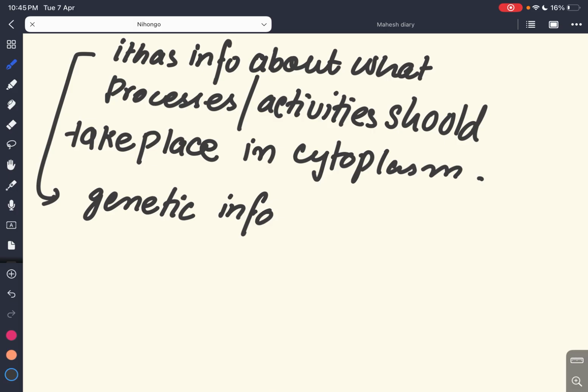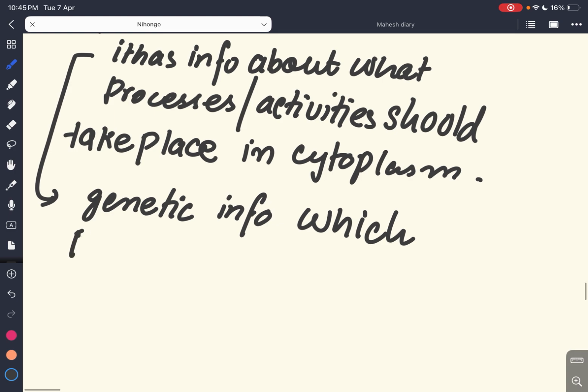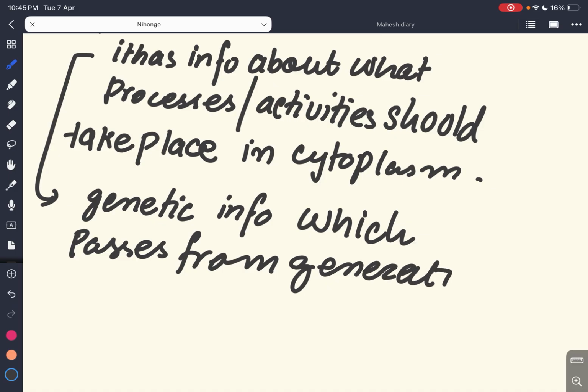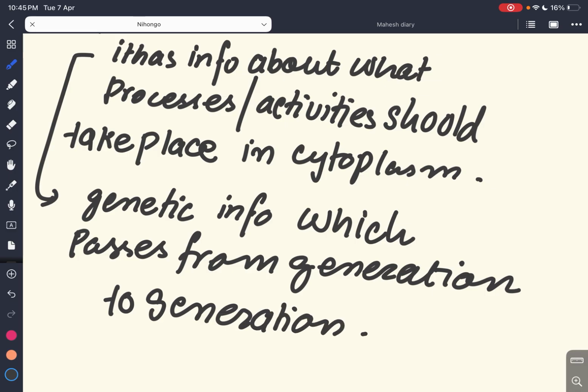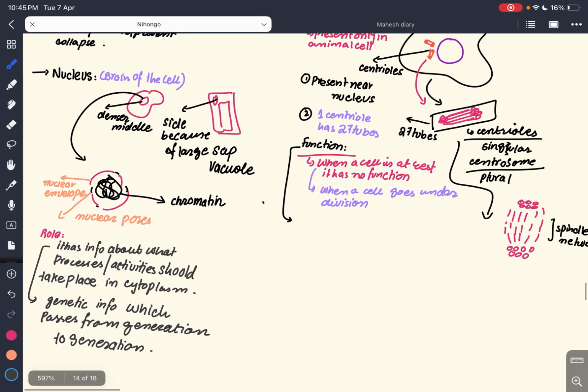For example, the color of my hair, which passed from my mother and my father to me. Genetic information passes from generation to generation. So that's what the nucleus eventually tells us about. That is the only thing that you should know about the nucleus in this chapter as a beginner.